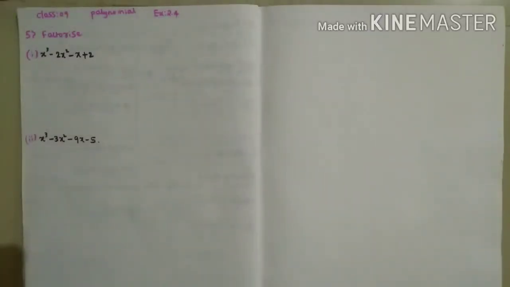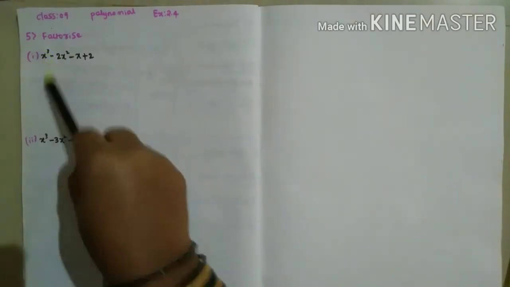Hello children, in this video we are going to learn the class 9 polynomials chapter, exercise 2.4, fifth question, the first and the second sum. The first one is x cube minus 2x square minus x plus 2. Just observe this first equation: the degree of this polynomial is 3.